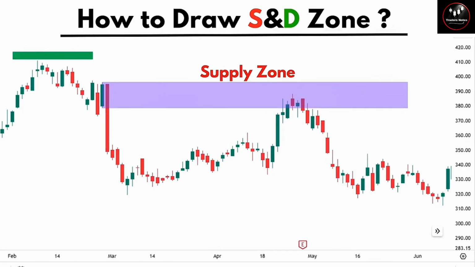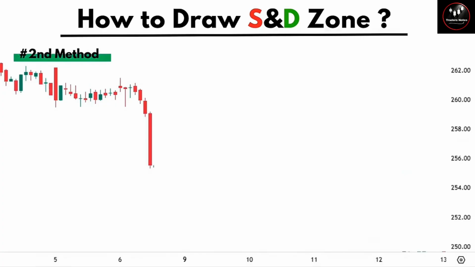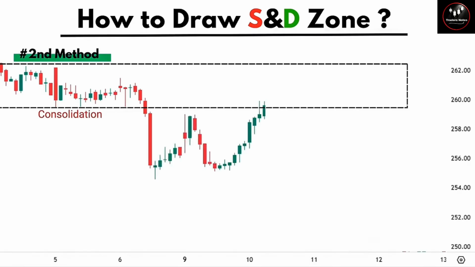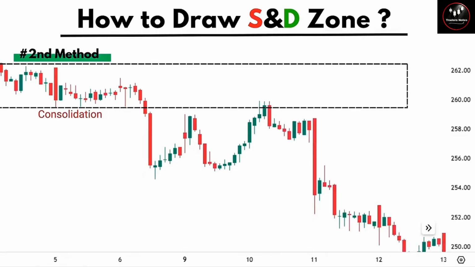Now let's learn another method, which we call the consolidation method. Take a look at this chart. Here, the price is moving up and down within a tight range, which we call the consolidation zone. Now we'll take a rectangle tool and draw a rectangle to the right side, covering this entire consolidation zone. Watch carefully what the price does after this. After breaking out of this consolidation zone, the price moves up for a retest, and as soon as it touches the rectangle box, the price starts moving down from there.